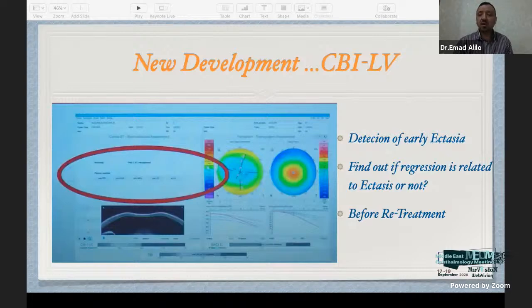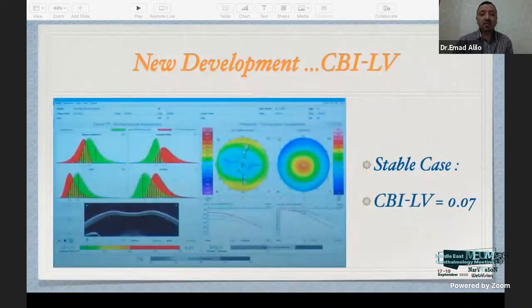This is very important in detecting the early progression of ectasia. The most important usage is if you have a regression, but you don't know whether this is an ectasia or just a normal regression. Especially when you need to touch up the cornea, you want to know whether this cornea is strong enough to tolerate your touch up or not. So in this case, for example, if you look at the tomography, you can easily spot that this has had laser vision correction, but still the CPI-LV is quite good. So this is a stable keratoconus, a stable cornea after laser vision correction.